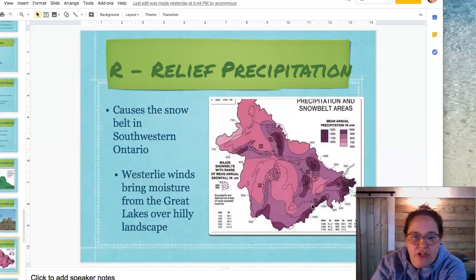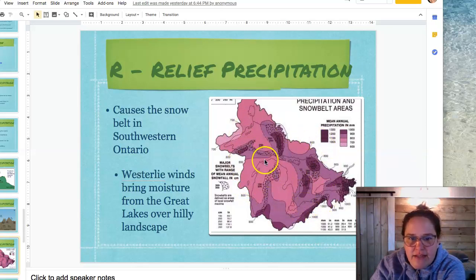So this is an illustration that shows snow. This can happen with snow, not just rain, where you have the westerly winds that are blowing across and show that there is relief precipitation that happens a lot more with mountains.